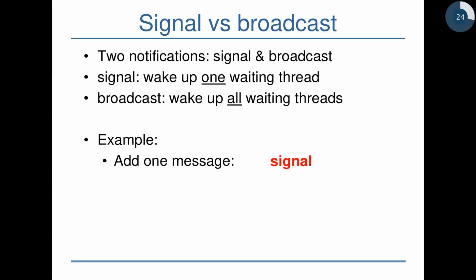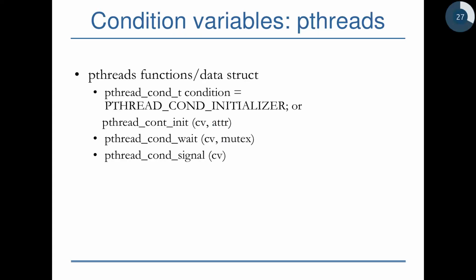So for one message, we will do signal. Maybe sometimes we want to do something more complicated, like we want to free a memory chunk, then we want to do broadcast. So how do we do that with pthreads?